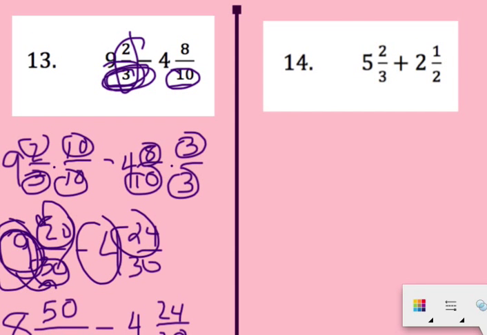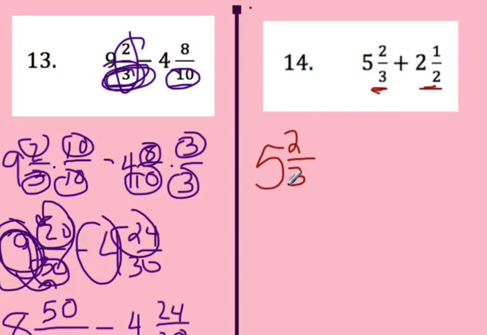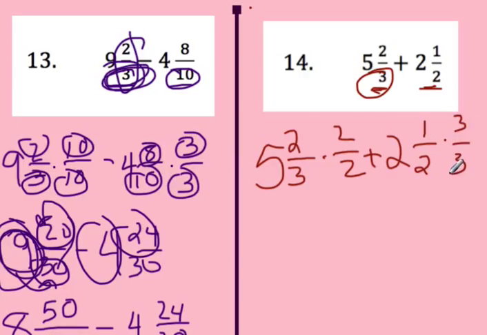Taking a look at number 5, we need to figure out what number can be divided by both 3 and 2, or the smallest number they both multiply to. And that's actually going to be 6. So I'm going to take this 5 here, I'm going to do 2 over 3, and I'm going to multiply that by 2 over 2 because I want to get that 3 to multiply to 6. Then I have the 2 here, and I have 1/2. And then in order to get to 6, I need to multiply by 3 over 3.